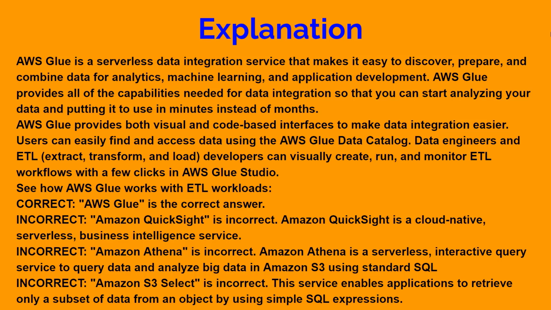Correct. AWS Glue is the correct answer. Incorrect. Amazon QuickSight is incorrect. Amazon QuickSight is a cloud-native, serverless, business intelligence service. Incorrect. Amazon Athena is incorrect. Amazon Athena is a serverless, interactive query service to query data and analyze big data in Amazon S3 using standard SQL. Incorrect. Amazon S3 Select is incorrect. This service enables applications to retrieve only a subset of data from an object by using simple SQL expressions.